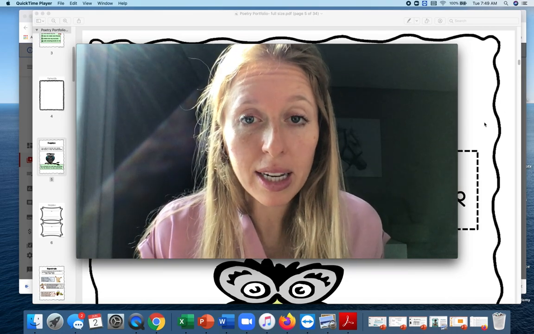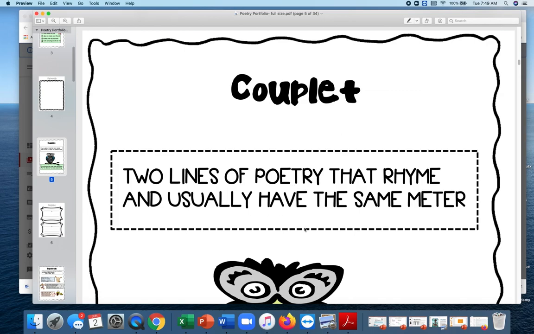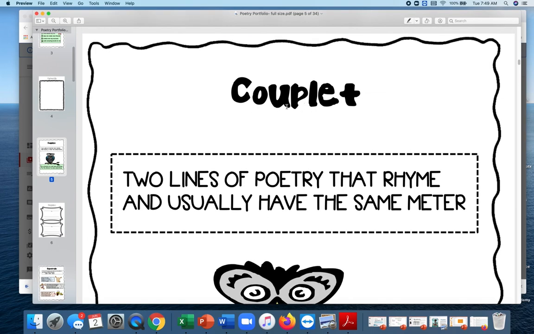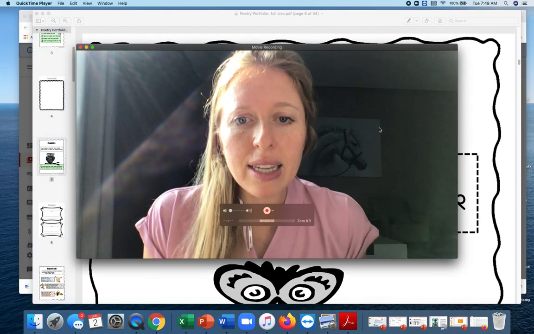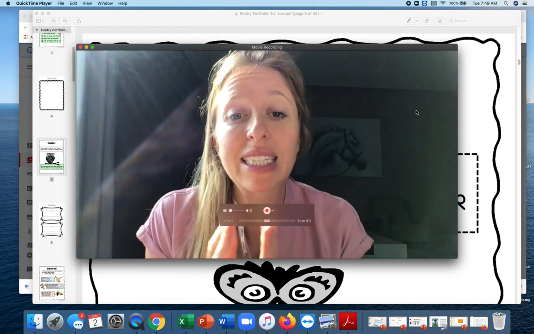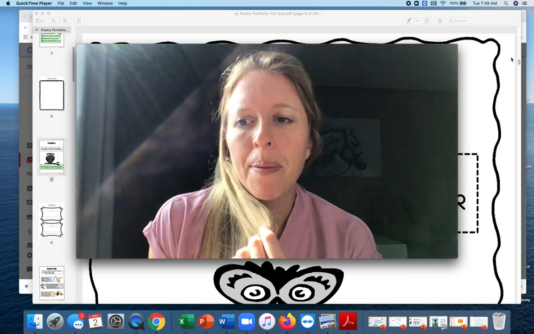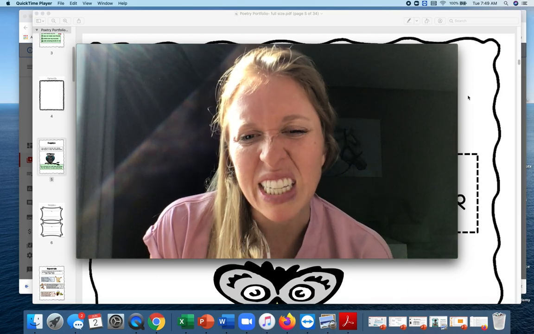So, okay, the first one is called a couplet. And a couplet, as you can kind of guess from the word couple, has only 2 lines in this poem. But the thing is, it has to rhyme. Sometimes the poems that we've been making so far, maybe some of them rhyme, but sometimes they don't necessarily have to. Like yesterday, our alliteration poem didn't have to rhyme. So 2 lines of poetry that rhyme, and usually have the same meter. Meter is a poetry term for kind of like syllables, or not syllables, but like beats.